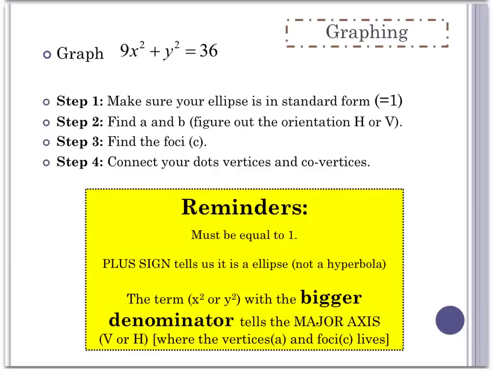After you do this, you should be able to identify your A value and your B value. Remember, your A value is always the largest value in the denominator. Now we're going to use that information to find our foci, and we're going to plot our vertices and our co-vertices, and we're going to connect them together.